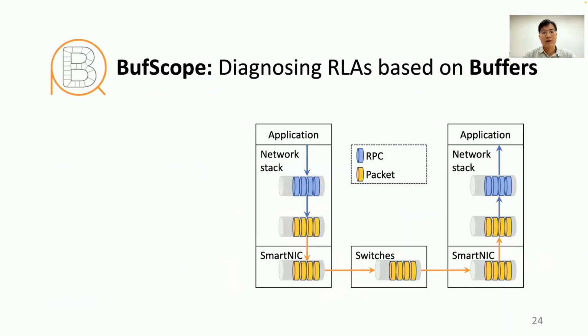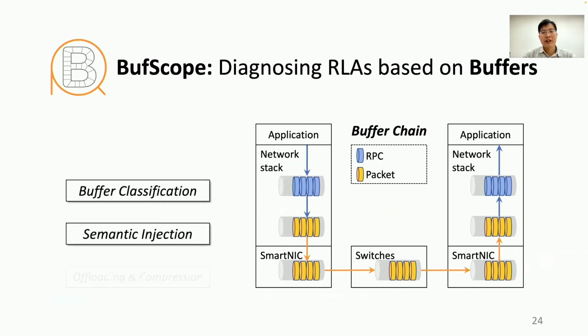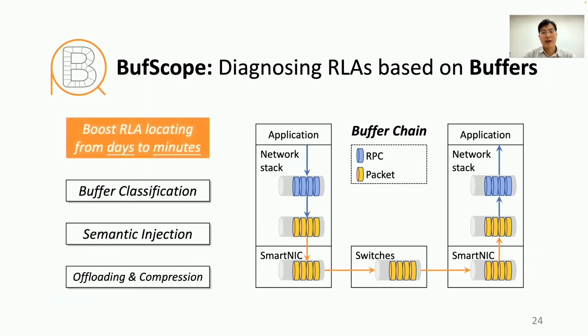In conclusion, we have proposed BufScope to diagnose RLAs based on buffers. BufScope is constructed based on a buffer chain model. And we propose 3 key designs, including buffer classification, semantic injection, and semantic offloading. For each RLA, BufScope can clearly quantify the responsibilities of each layer and boost RLA locating from days to minutes.